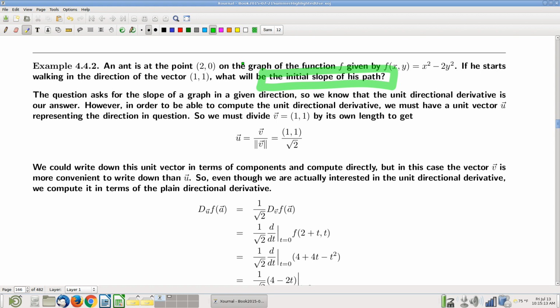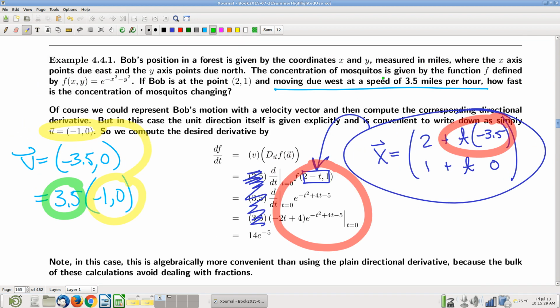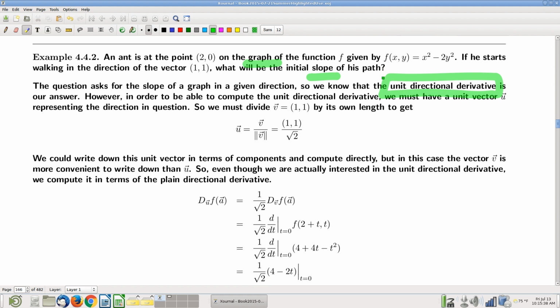Okay. All right. Okay. So we want to compute here the answer to our question. The slope of a graph is the unit directional derivative. So here, the unit directional derivative is not playing the same role as it did here. Here, the unit directional derivative was a tool for computing the directional derivative that we actually were interested in. Here, the unit directional derivative is the thing that we are actually interested in in the first place.